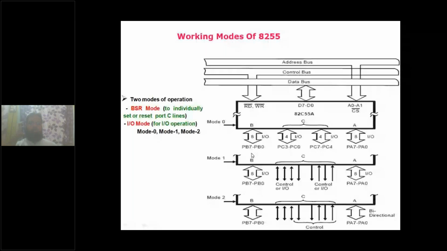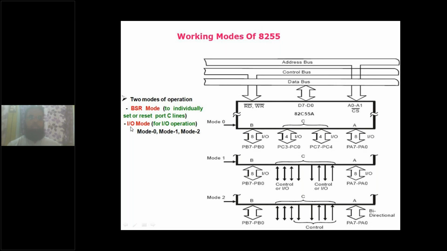8255 operates in two modes. One is called BSR mode and the next one is called IO mode. BSR mode is basically bit set or reset mode. Bit in the sense port C line. This is the mode using which you can individually set or reset the port C lines. And this is the mode using which you can handle the handshaking signals.